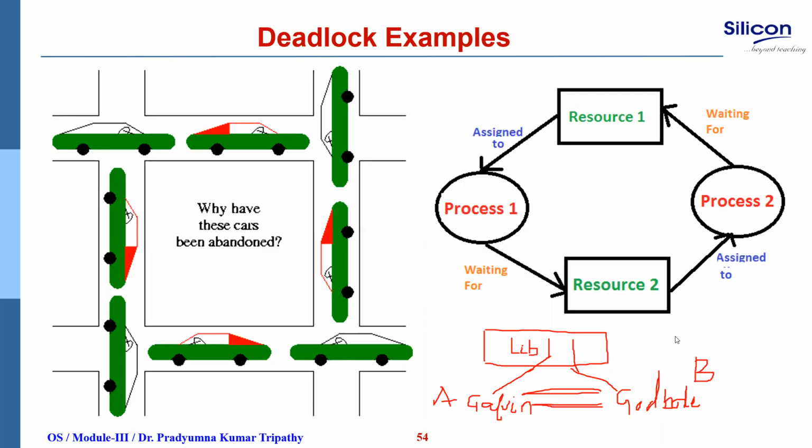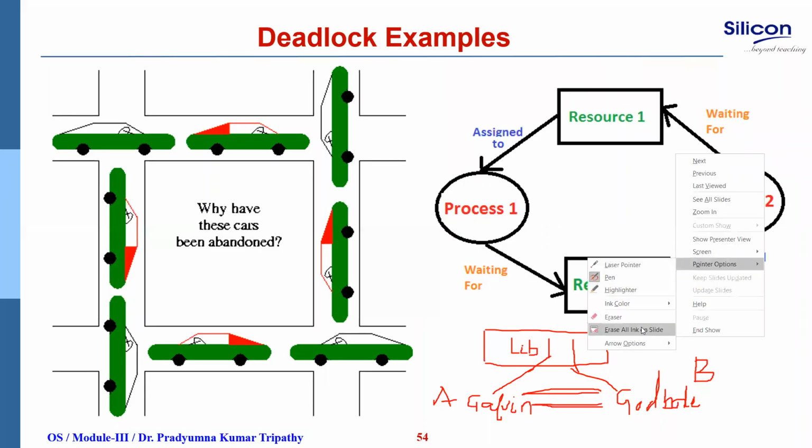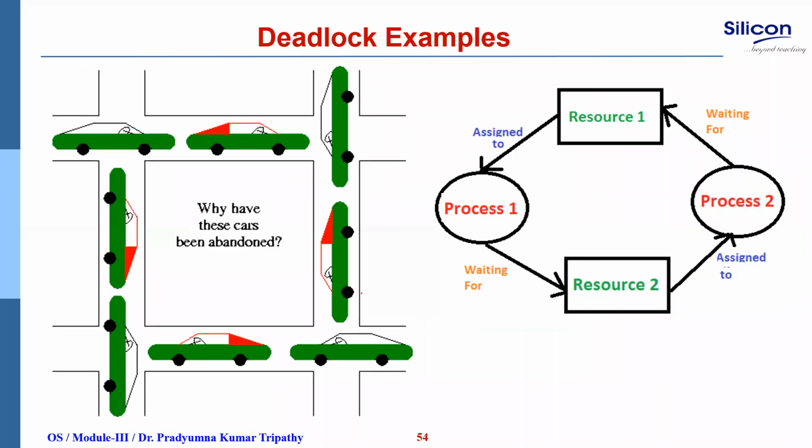Is it understood? One more example I am giving. Suppose in your college there is a classroom, this is room number 303. And there is another classroom, this is 452. Correct? There are two different classrooms.